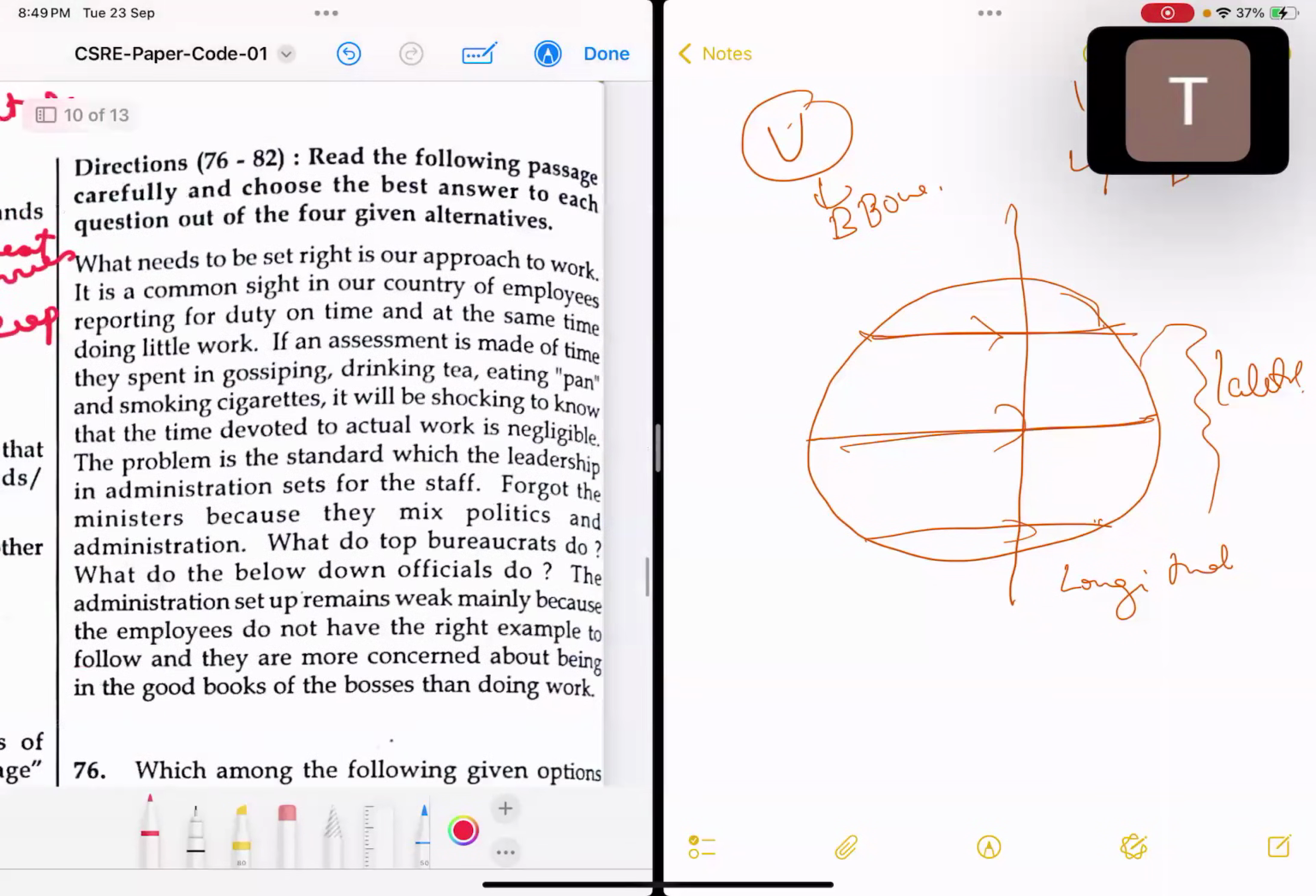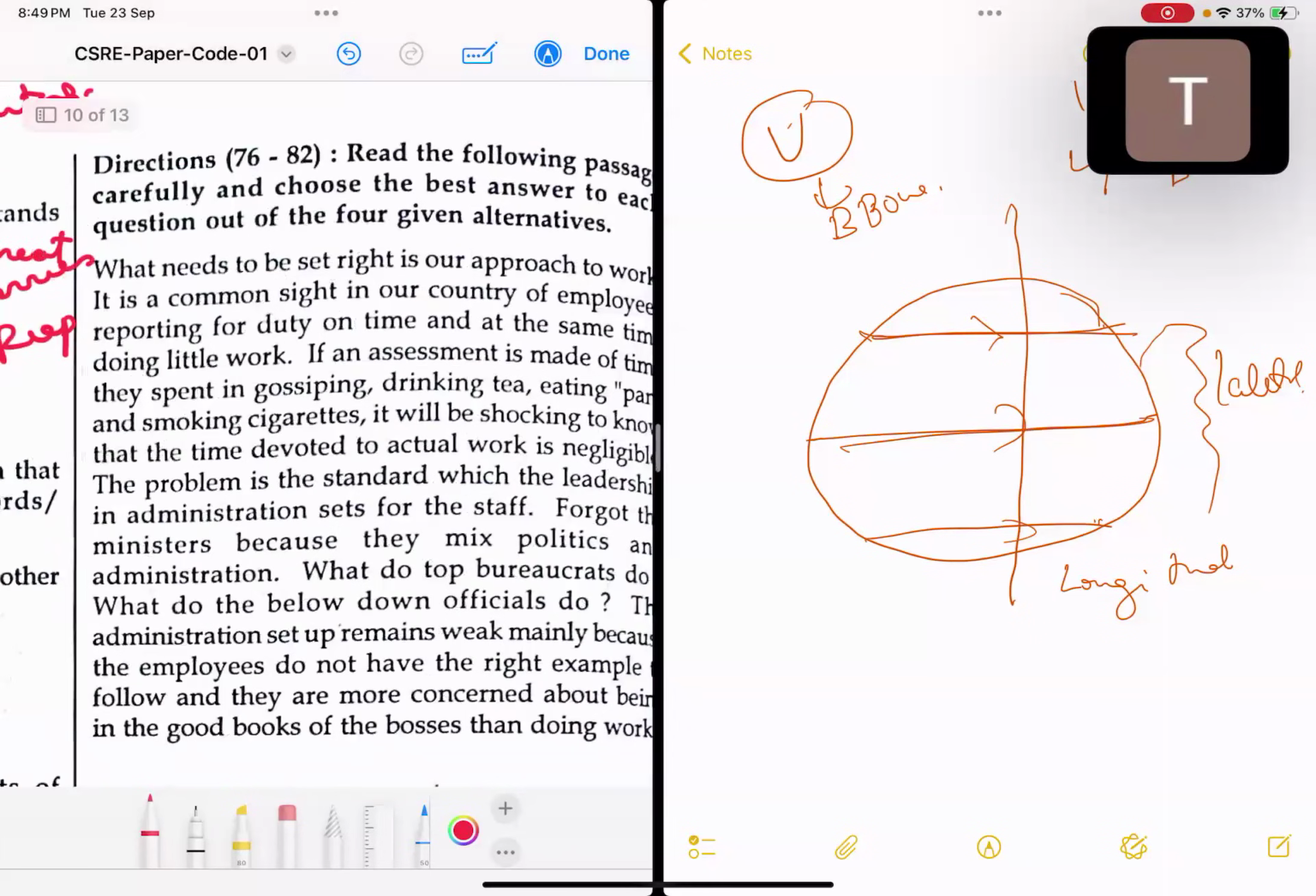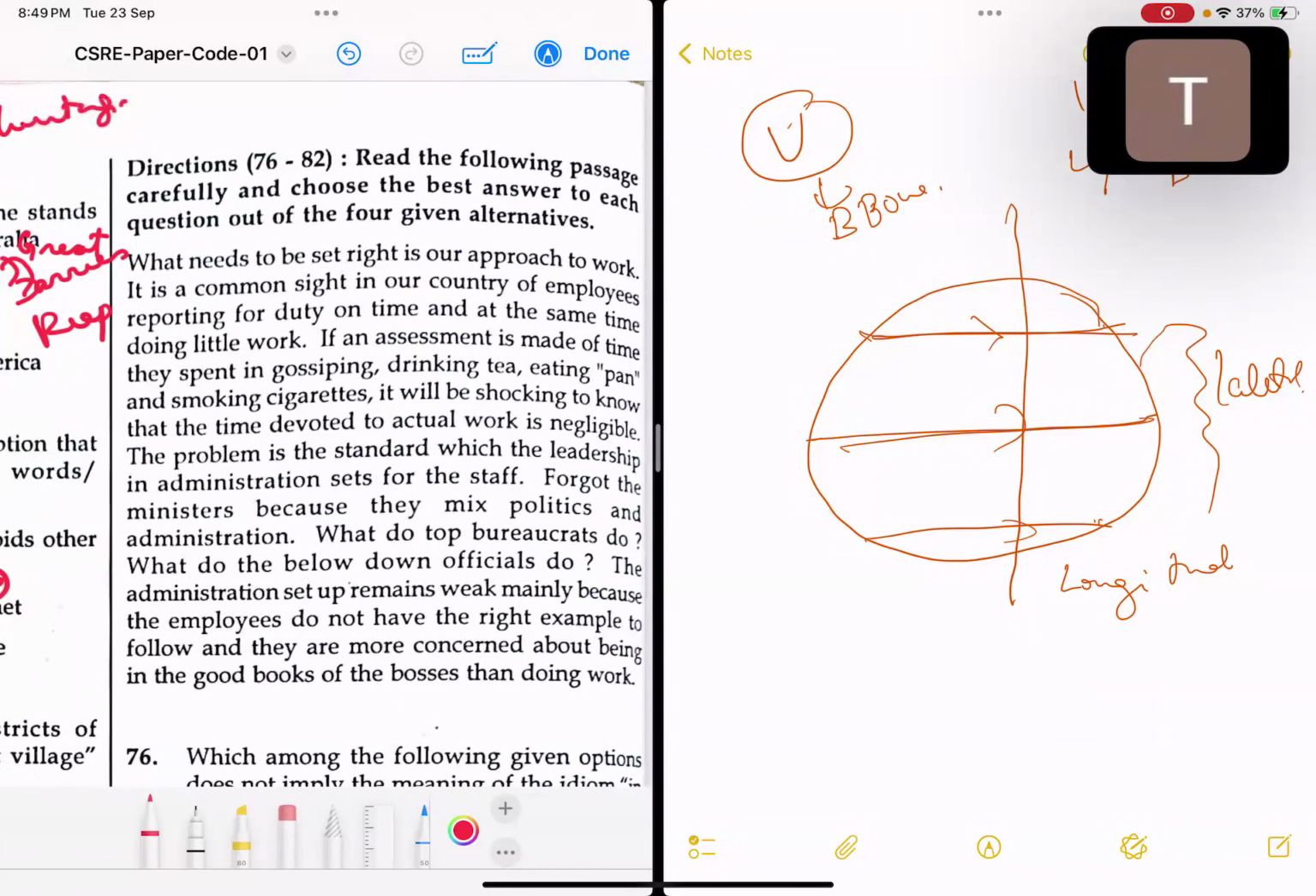Now there's a comprehension section, right? Here there's a comprehension section given. It talks about the work culture in India, okay? It says what needs to be set right is our approach to work. It is a common sight in our country of employees reporting for duty on time and at the same time doing little work. If any assessment is made of the time they spend in gossiping, drinking tea, eating pan, and smoking cigarettes, it would be shocking to know that the time devoted to actual work is negligible.